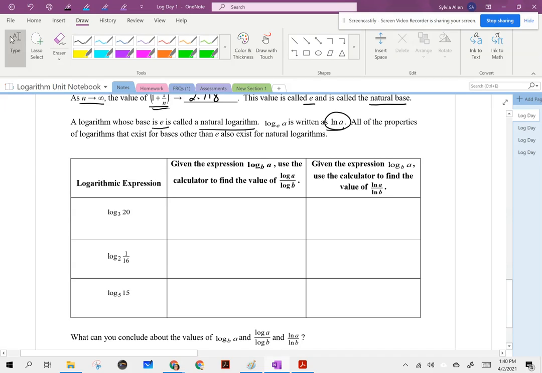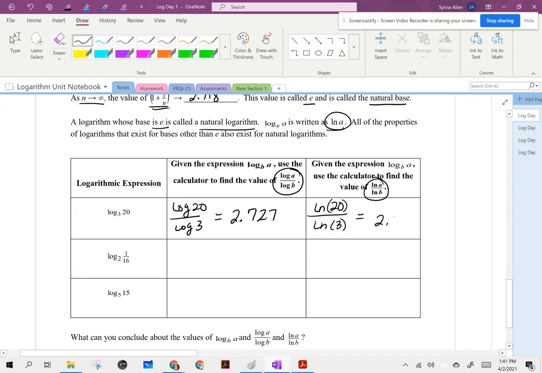So what we're going to do is take this expression and we're going to do log A over log B. And then we're also going to do it with ln A over ln B and see if it matters. So we're going to go log 20 over log 3. And then we're going to put that in our calculator and you should get 2.727. Now we're going to go ln 20. Sometimes your calculators will default with your parentheses, so make sure that you end the parentheses.